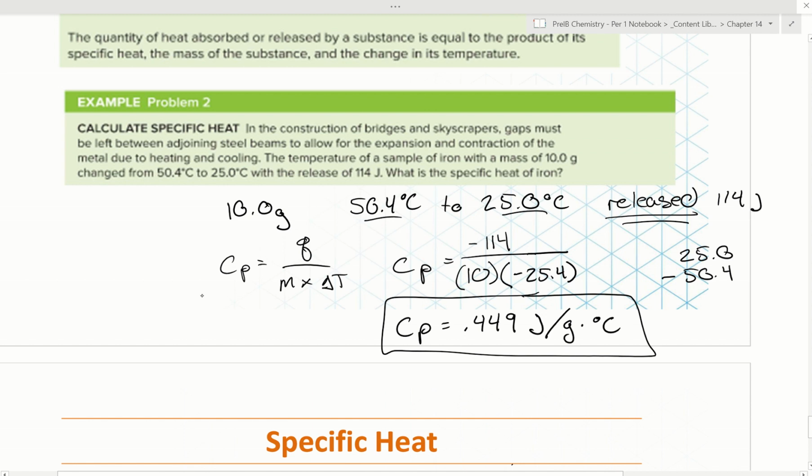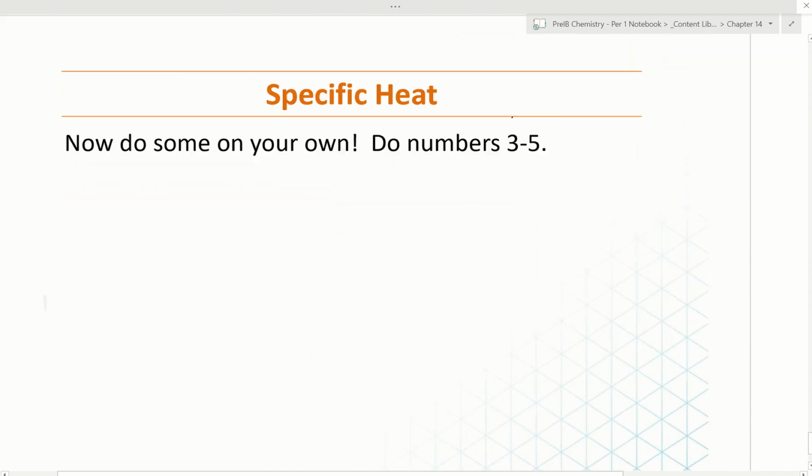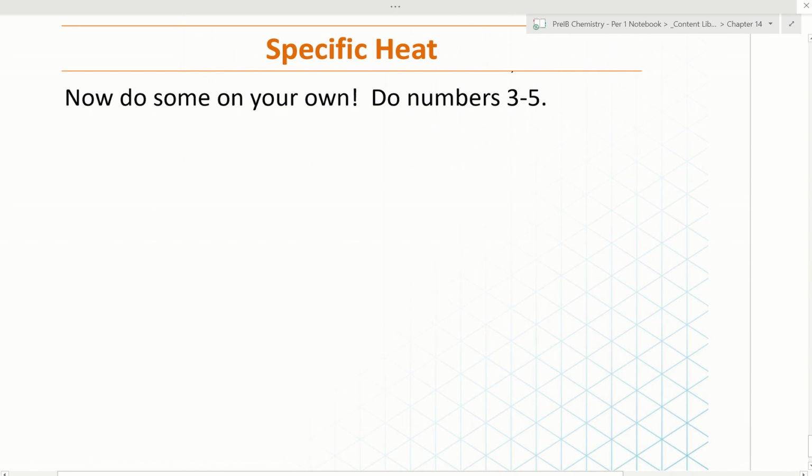So again, specific heat, Q is in joules, M is grams, and delta T is the temperature final minus the temperature initial. And so that's how I solved that one. So go ahead and go to your worksheet and do numbers 3 through 5 on your own.